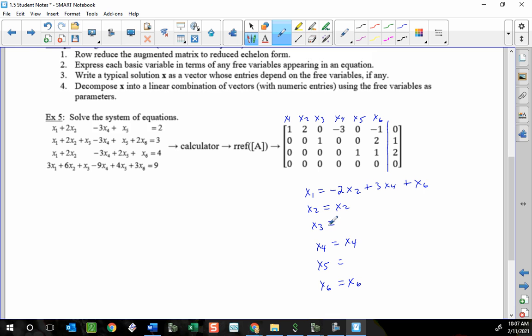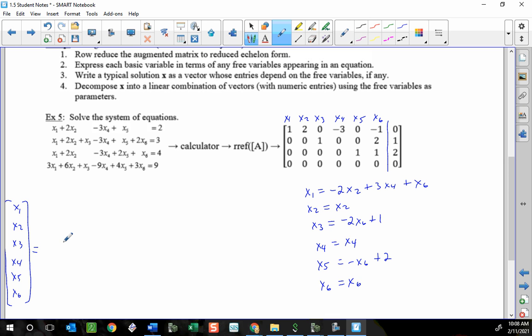All right, so let's worry about x3. He is negative 2x6 plus 1. Let's worry about x5. He is negative x6 plus 2. All right, so we need a pretty big space here. I got x1, x2, x3, x4, x5, and x6. This is my vector solution.